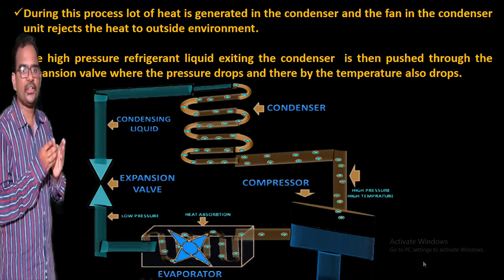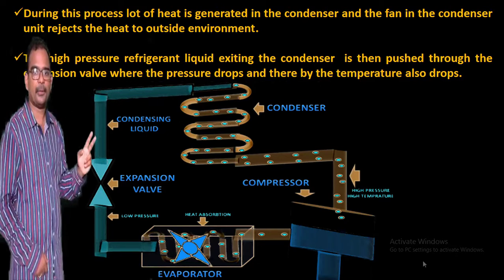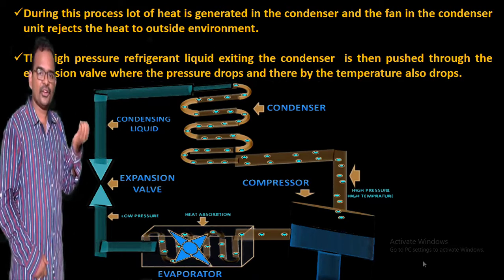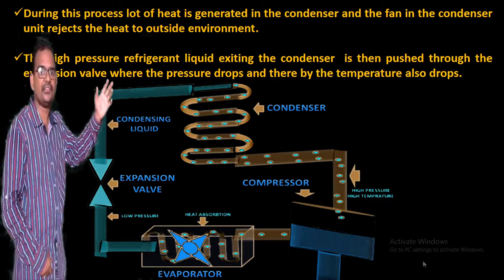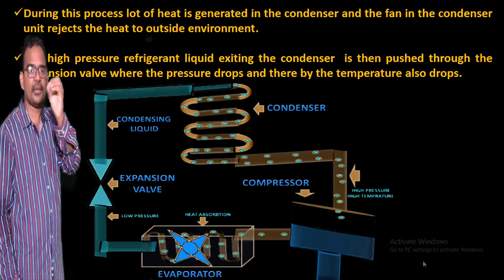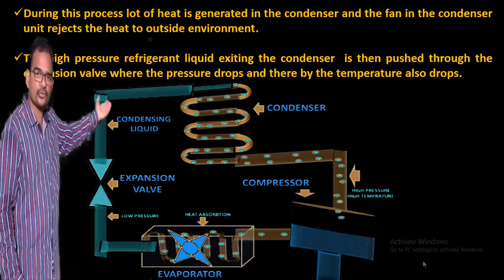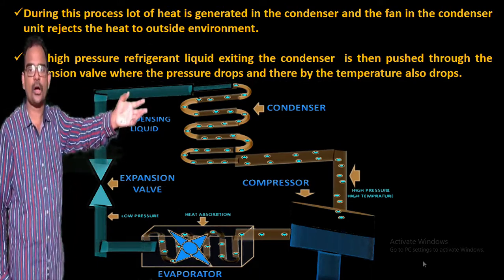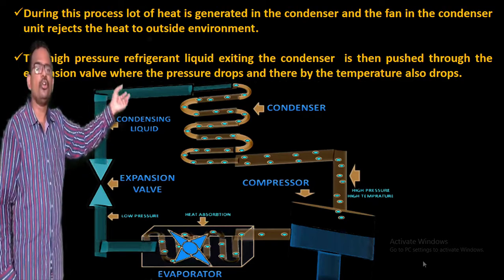So the outdoor unit consists of three parts: compressor, condenser and fan. The purpose of a compressor is to compress the low pressure and low temperature refrigerant vapor into a high pressure, high temperature refrigerant vapor, and the purpose of a condenser is to convert this high pressure and high temperature refrigerant vapor into high pressure and high temperature refrigerant liquid. So in this process, huge amounts of heat will be generated, and that heat will be rejected to the outside environment by means of a fan which is used in the outdoor unit.